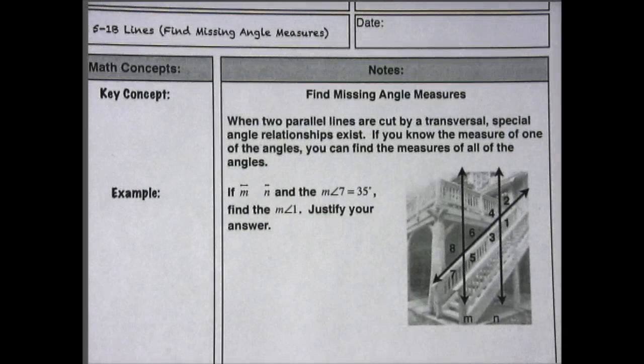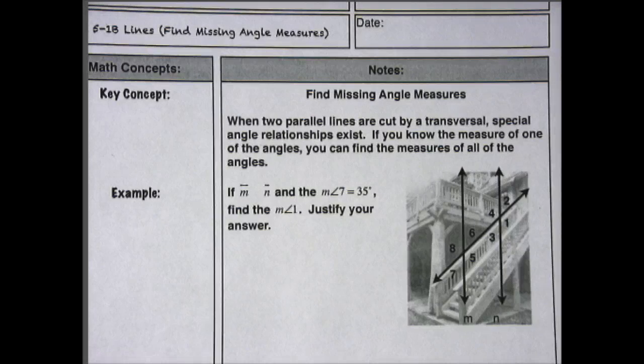Finding missing angle measures. When two parallel lines are cut by a transversal, special angle relationships exist. We've already discussed all of those relationships. You might want to look back at your section 5.1a notes. Have those out with you to help you in figuring out how to find missing angle measures. If you know the measure of one of the angles, you can find the measures of all of the angles. Now, there's a lot of work to be done with these, and you have to know those special angle relationships in order to be able to do this.